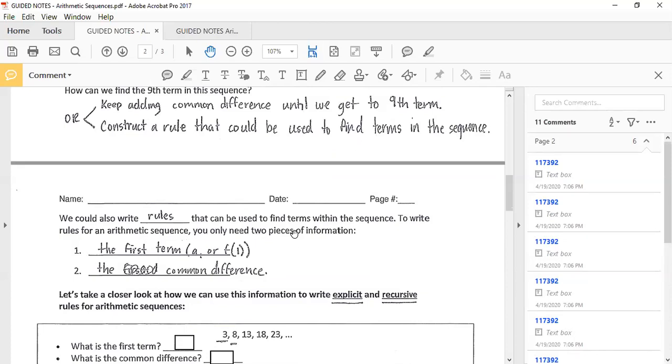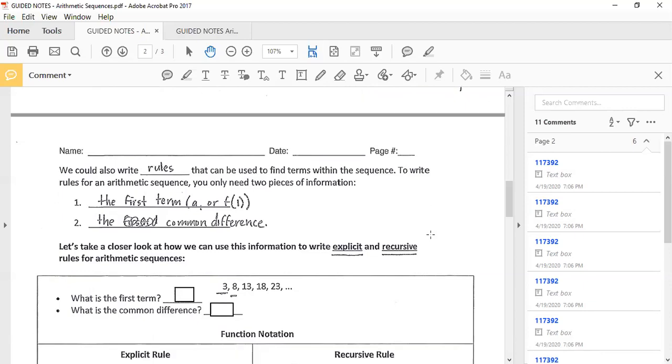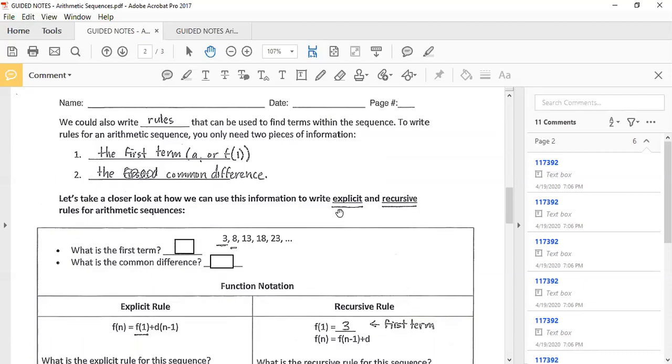We can write rules either using our explicit rules or our recursive rules, okay? The things that we need to make that happen are the first term, and we need to know what the actual rule is, or the common difference, okay? So in this one, here's our sequence.